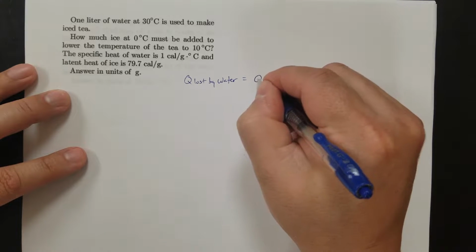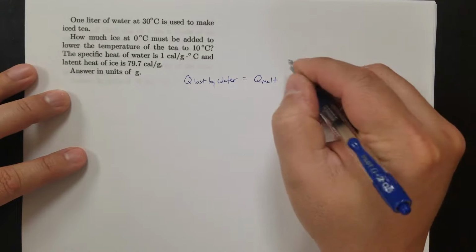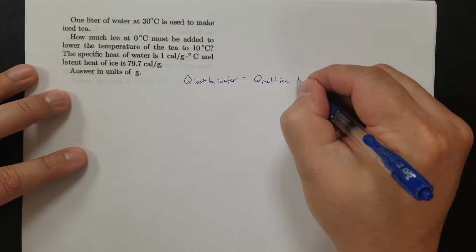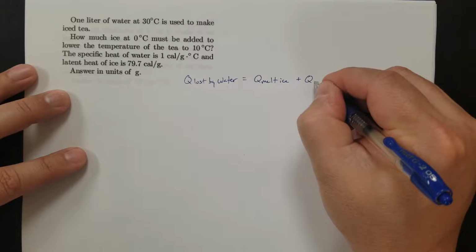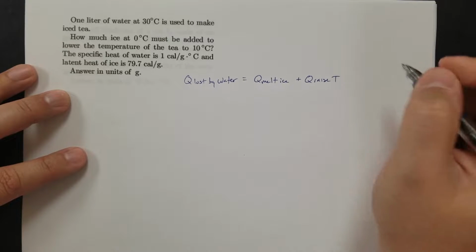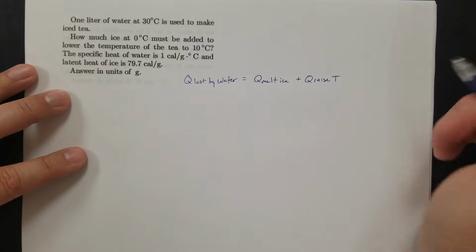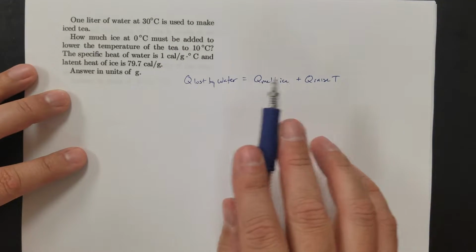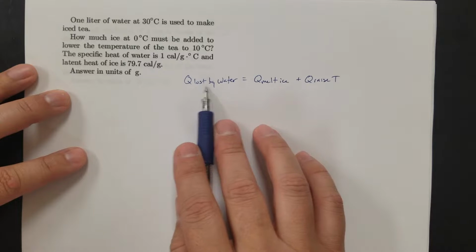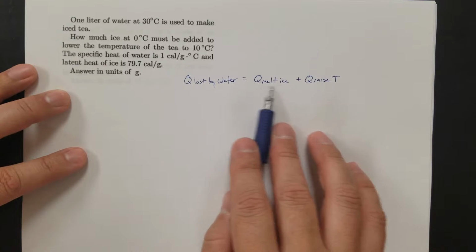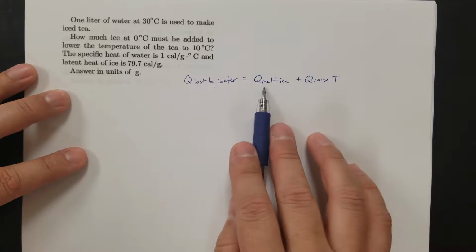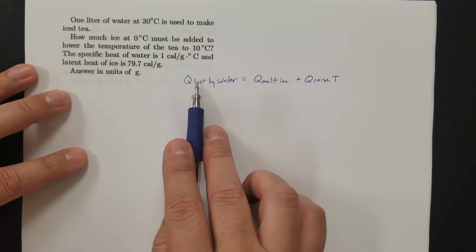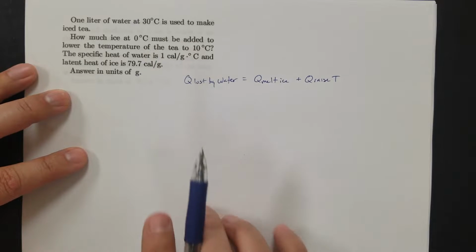So first it's got to melt the ice. So it's Q to melt the ice. And also it's the heat to raise the temperature of the ice from 0 to 10. So you're going to put the ice in. It's going to take some of the heat in the water and convert it to melting the ice. And then it's going to raise the temperature of the ice from 0 to 10. And that's going to be equal to the heat that the water loses in going down from 30 to 10.